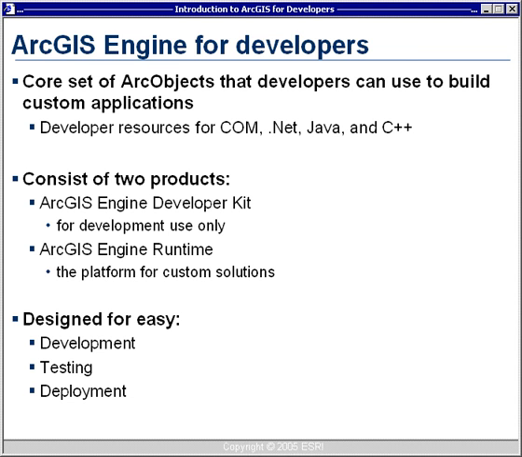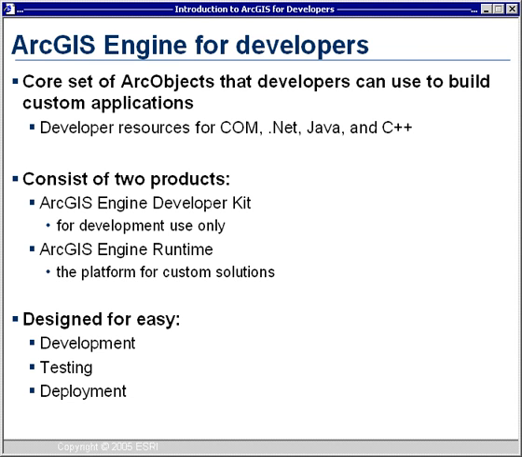ArcGIS Engine consists of two products: a software developer kit called the Engine Developer Kit. This is what you'll use to build your standalone application. You can use COM, .NET, Java, or C++ to build your solution. The ArcGIS Engine Runtime is the redistributable infrastructure required for the execution of your custom engine application.